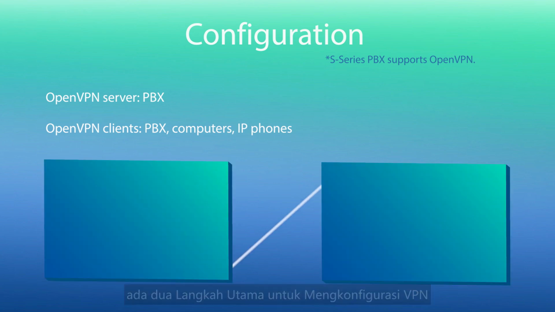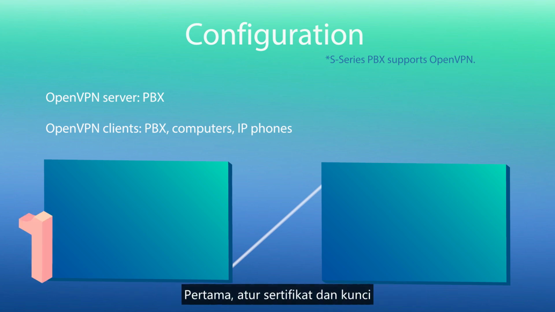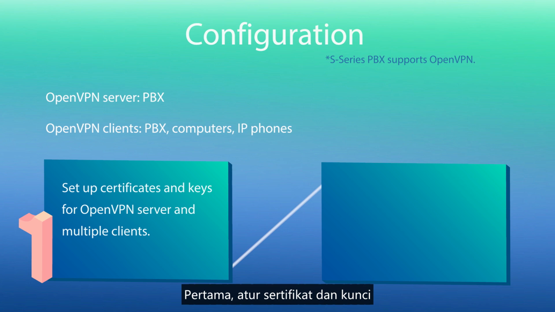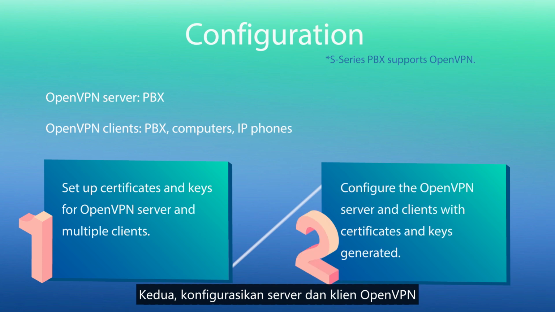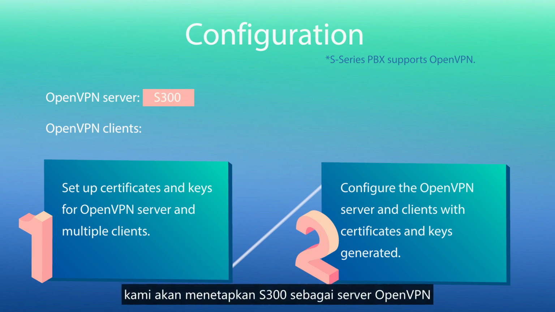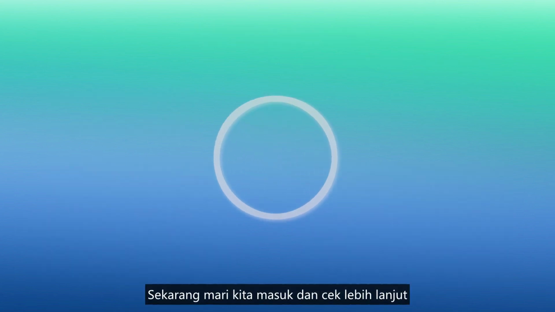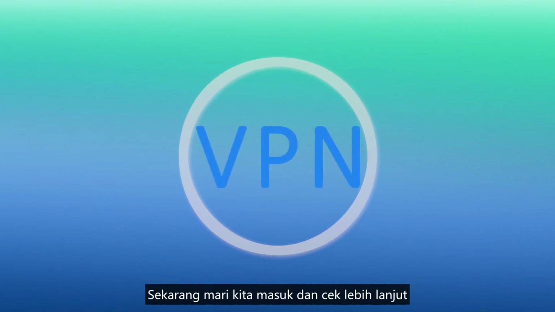Generally speaking, there are two main steps to configure VPN. First, set up certificates and keys for OpenVPN server and multiple clients. Second, configure the OpenVPN server and clients with certificates and keys generated. In this video, we will set an S300 as OpenVPN server and an S100 as OpenVPN client. Now, let's jump in and check it out.